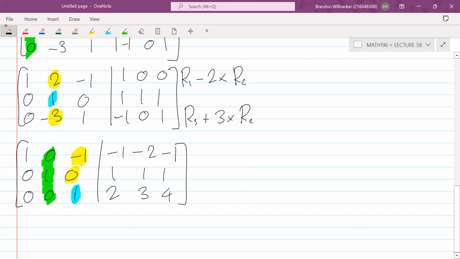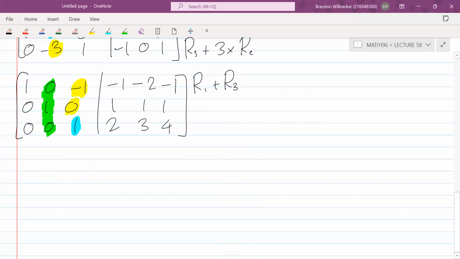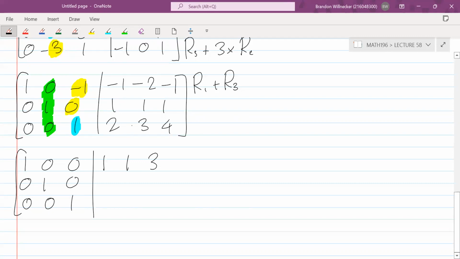So what we can do is take row 1 and add row 3. Because then the minus 1 plus the 1 are going to cancel to give us a 0, which is what we need. So let's do that. So we're going to have 1, 0, 0. And then adding that, we're going to get 1, 1, 3, 0, 1, 0, 0, 0, 1. And then everything else stays the same there.